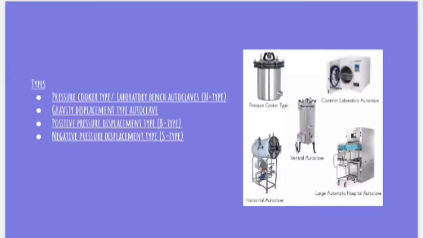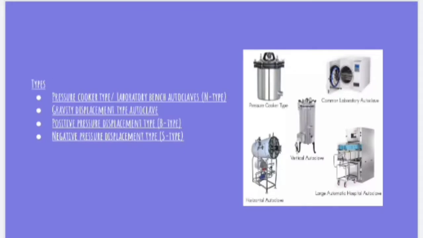Positive pressure displacement type or B type of autoclave. In this type of autoclave, the steam is generated in a separate steam generator, which is then passed into the autoclave. The autoclave is faster as the steam can be generated within seconds. This type of autoclave is an improvement over the gravity displacement type.